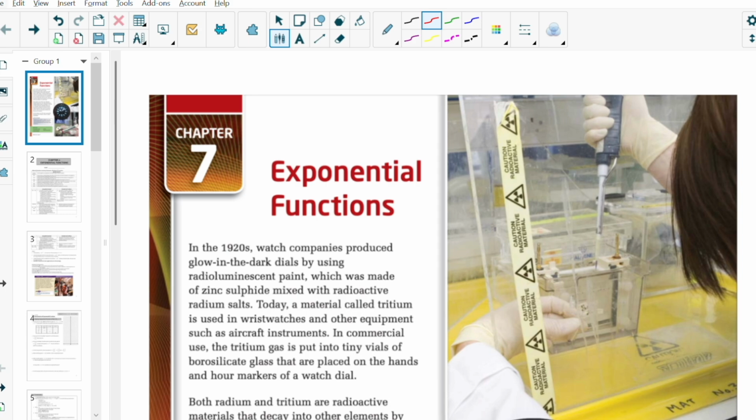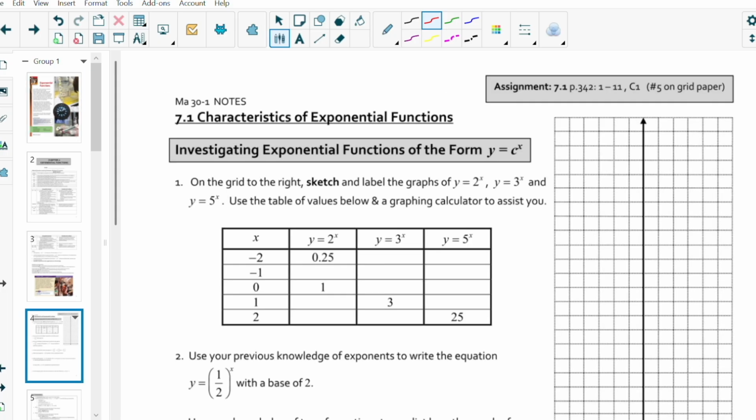All right, new unit, exponential functions. Let's go to the first part of our lesson. Okay, we're going to start with characteristics of exponential functions.